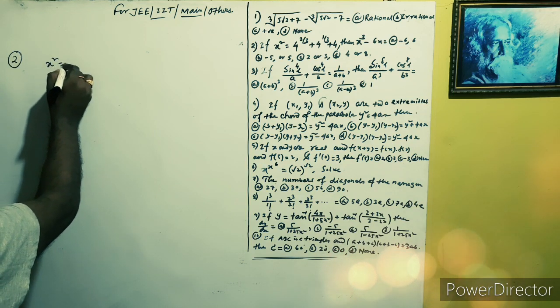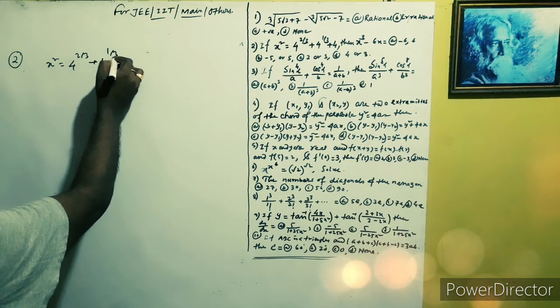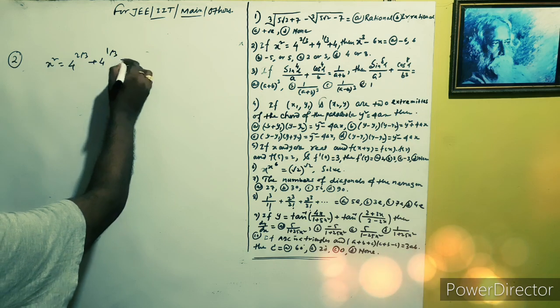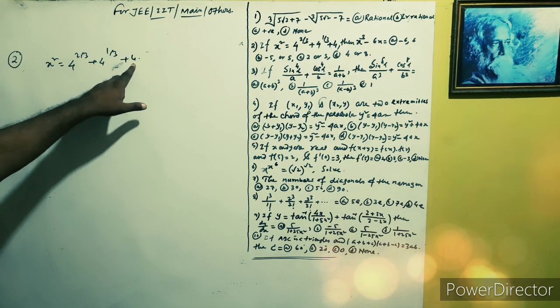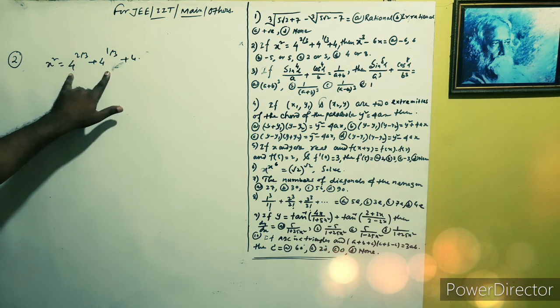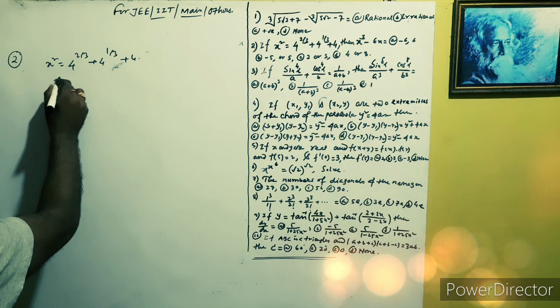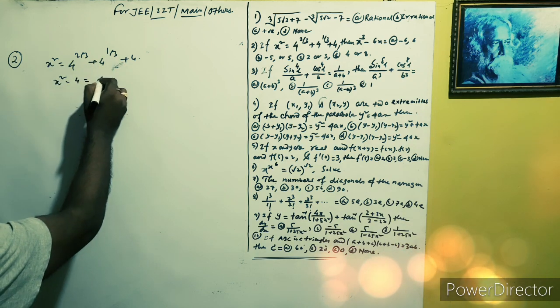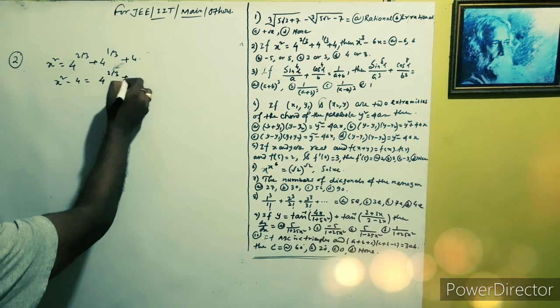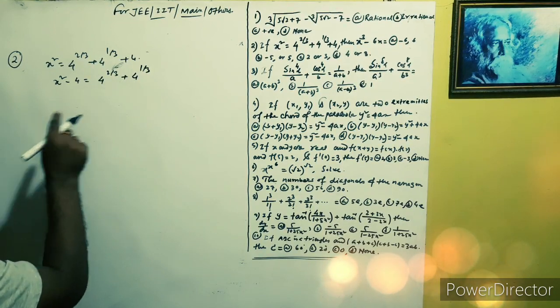So x square equals 4 to the power 2/3 plus 4 to the power 1/3 plus 4. Here is x square and this is 4. 4 is rational, and this expression is irrational, so we subtract the rational term to the left hand side, leaving the powers 1/3 and 2/3 on the right. Also cubing both sides.